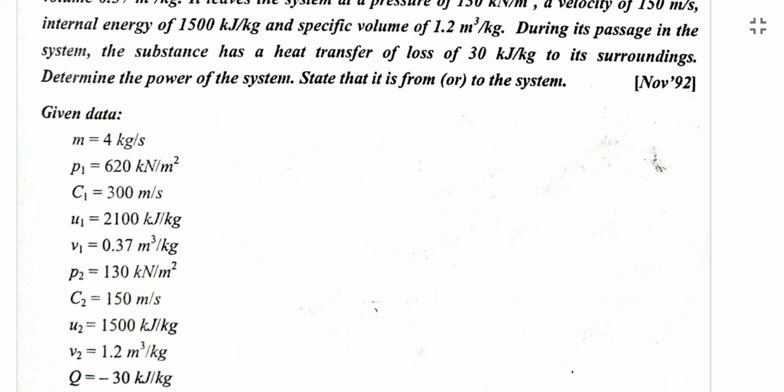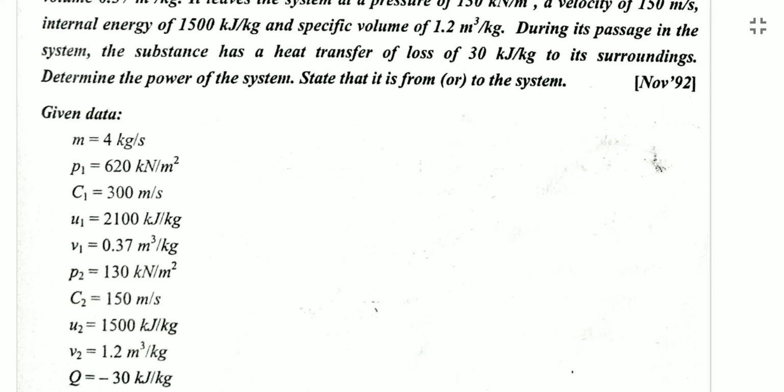Internal energy of 1500 kilojoule per kilogram. The outlet fluid internal energy U2 is 1500 kilojoule per kilogram. And the specific volume of the fluid at outlet is 1.2 meter cube per kilogram.